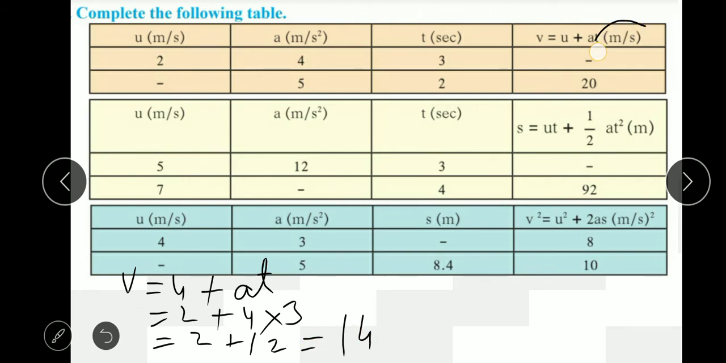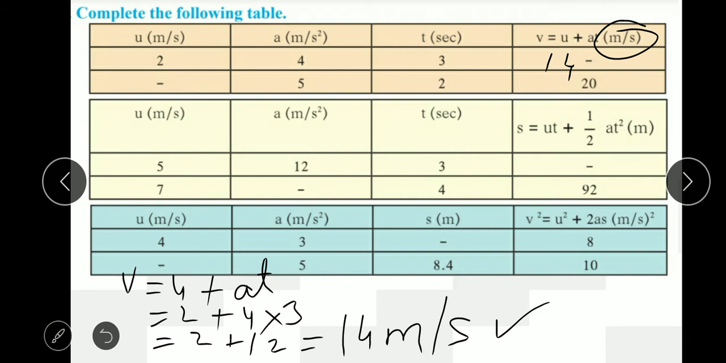Here the unit is also given, students, so there is no need to search for the unit. We'll get the unit meter per second. But you will remember, students, in the exam it will not be given. So in this way you will solve the sum. Here we have solved the first sum and we get the answer 14. We can fill in 14 here, so we got the answer for the first row.